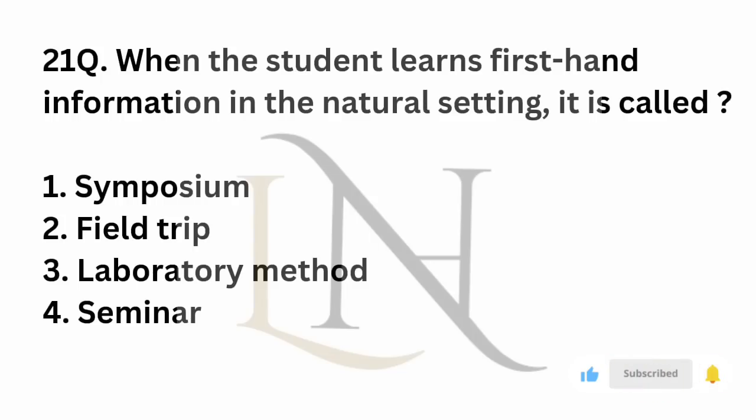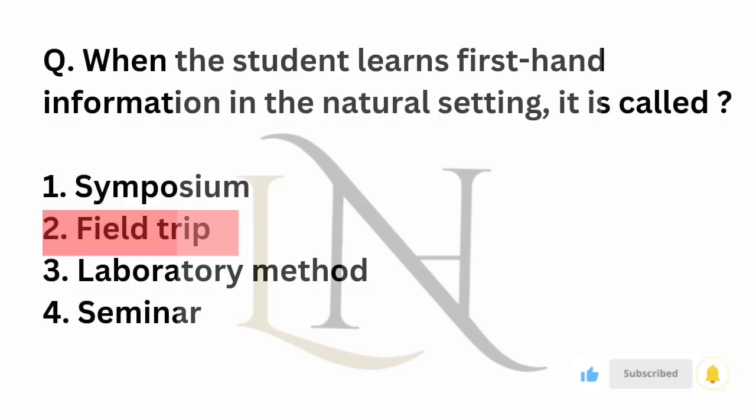Move to next MCQ. When the student learns first-hand information in the natural setting, it is called: Option 1, symposium. Option 2, field trip. Option 3, laboratory method. Option 4, seminar. Answer is option 2, field trip is the correct answer. Move to next MCQ.